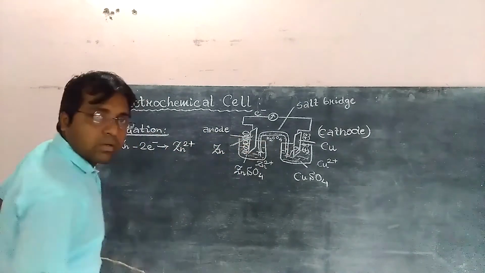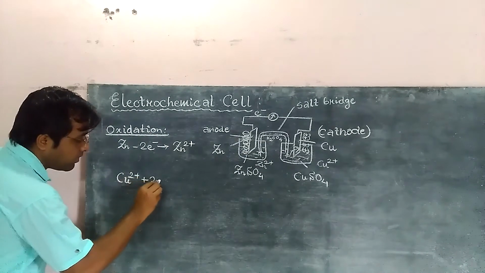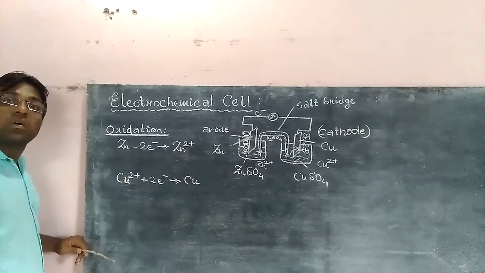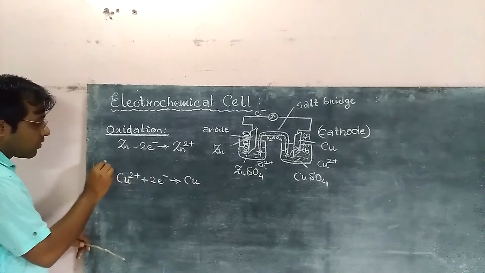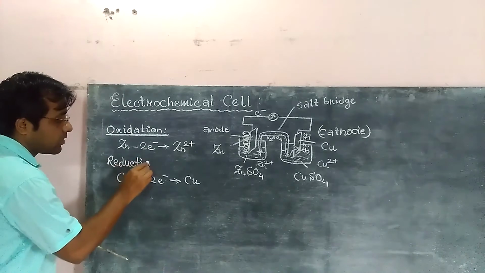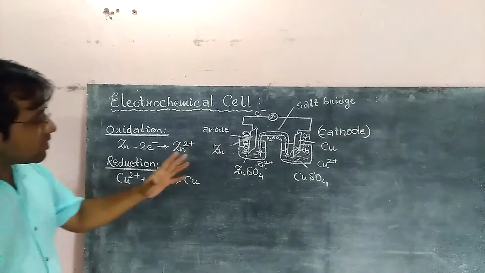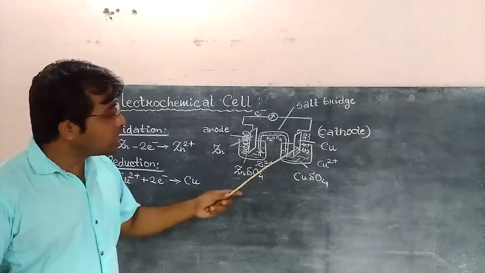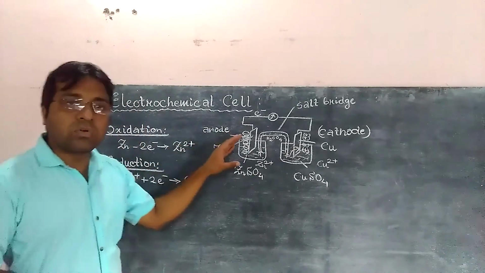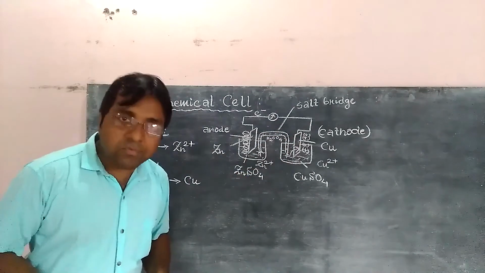What about here? Copper ion gains 2 electrons, so it becomes copper. Gain of electrons means reduction. So this is known as reduction. Oxidation takes place at the anode and reduction takes place at the cathode. So this is also known as the oxidation half cell, and this one is known as the reduction half cell.